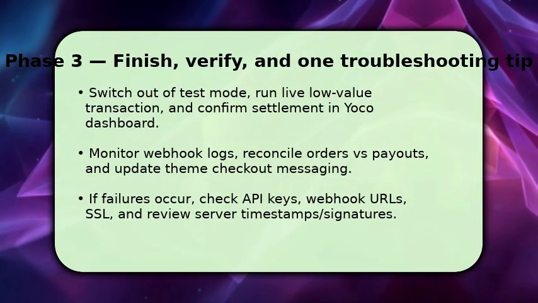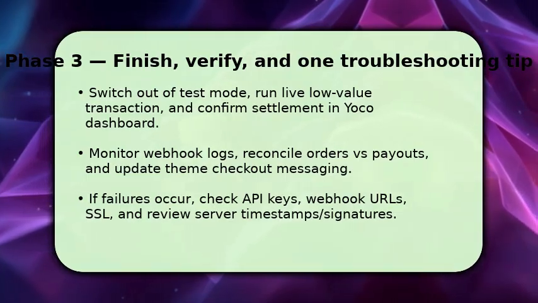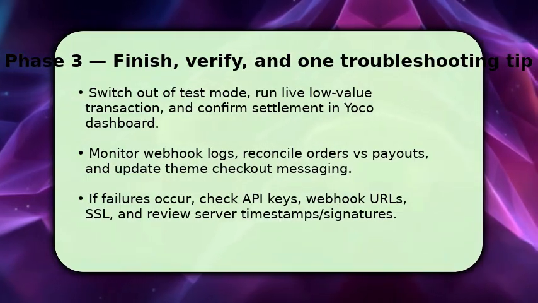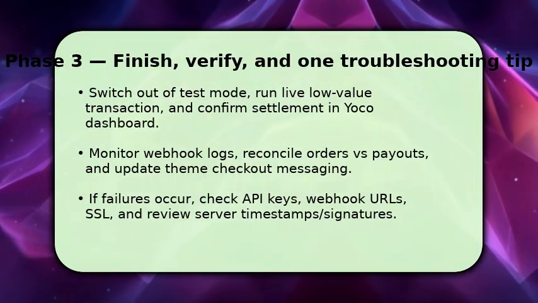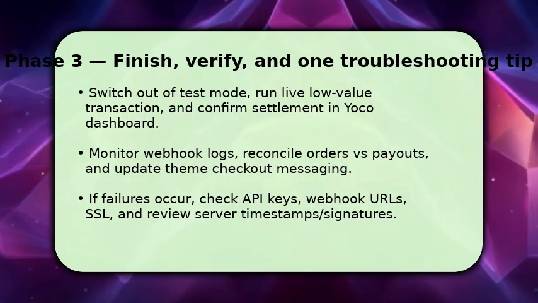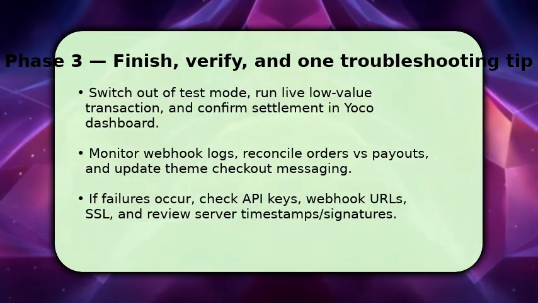If things go wrong, check API keys and webhook URLs first, confirm SSL and correct server timestamps, and validate signature headers. These common issues cause failed callbacks and prevent the order from updating automatically.